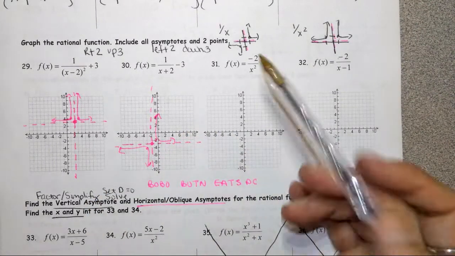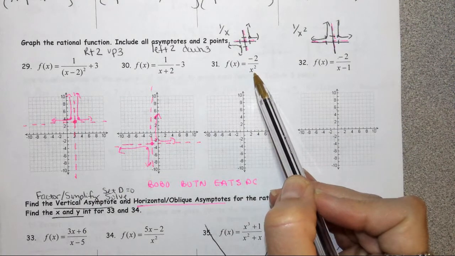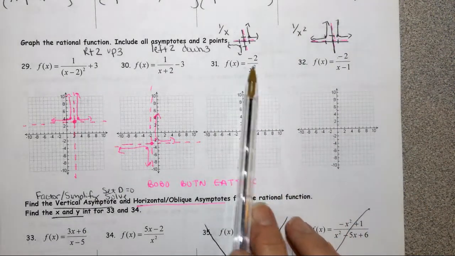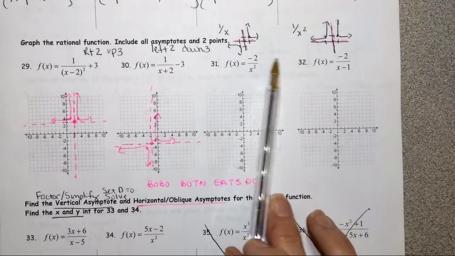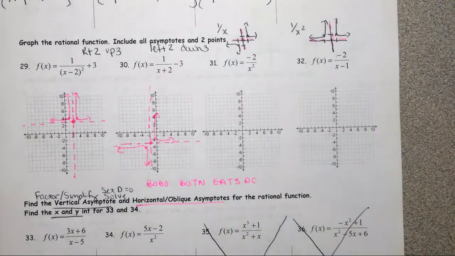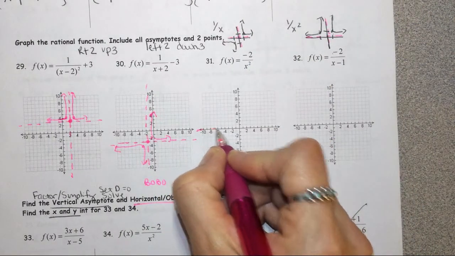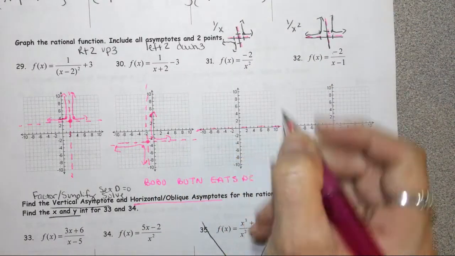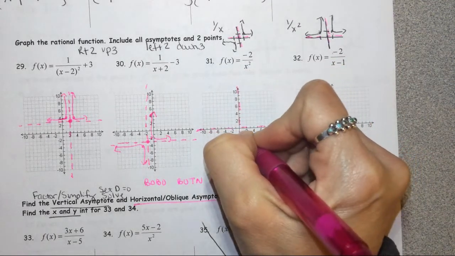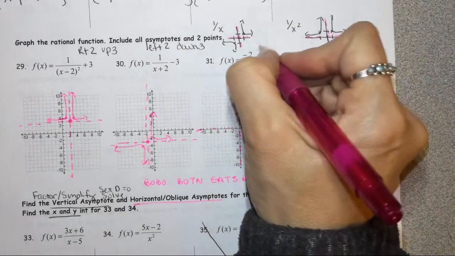Okay, number 31, if you look at the bottom, we see it's an x squared. There's nothing going on right here, so it's not going left or right at all. There's nothing out here, so it's not going up or down at all. So the asymptotes stay on the x and the y axis. What is different is this number up here.